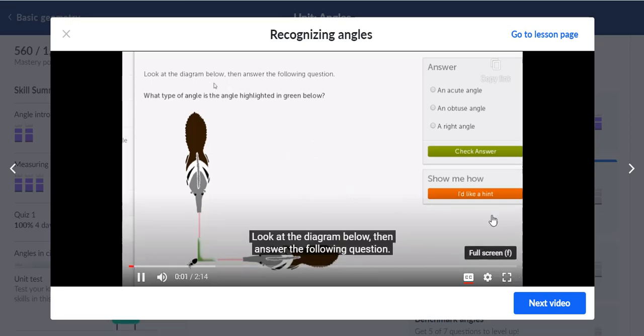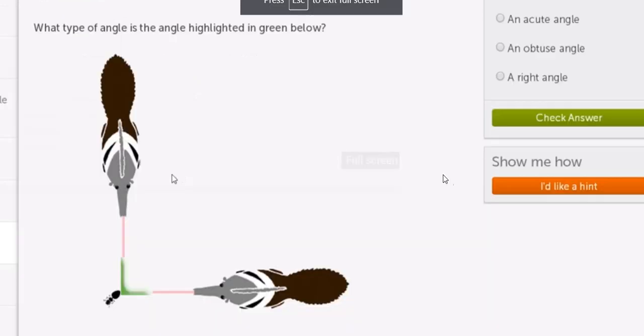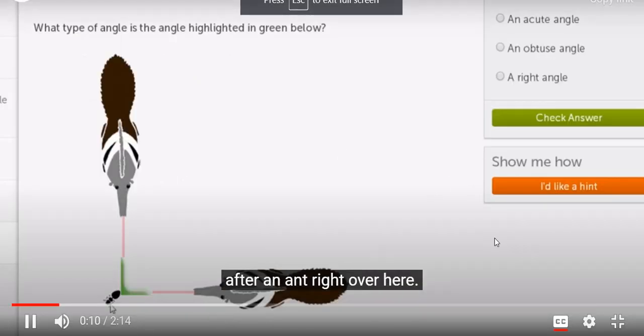Look at the diagram below. Then answer the following question. What type of angle is the angle highlighted in the green below? So it looks like two anteaters going after an ant right over here.